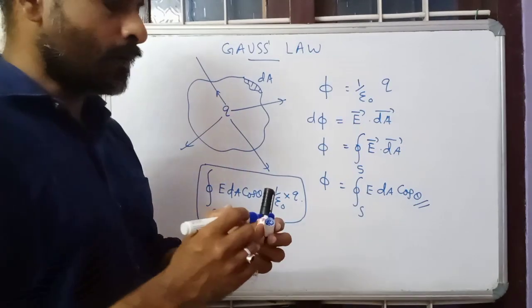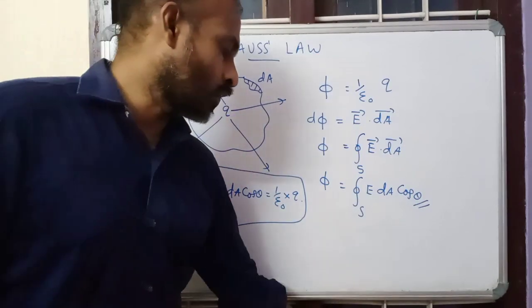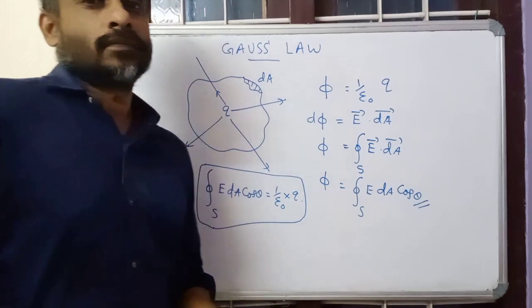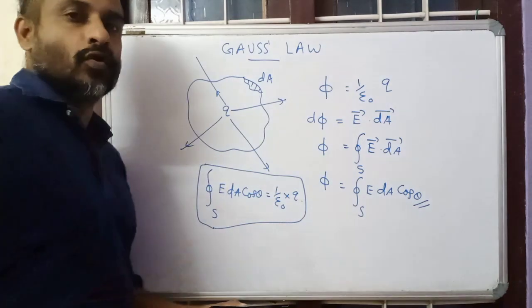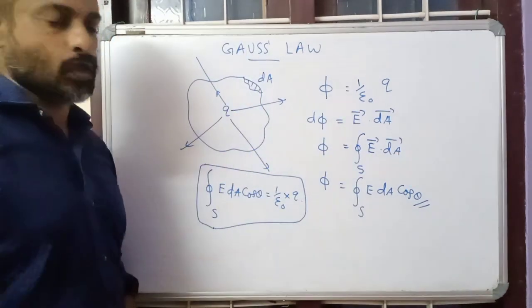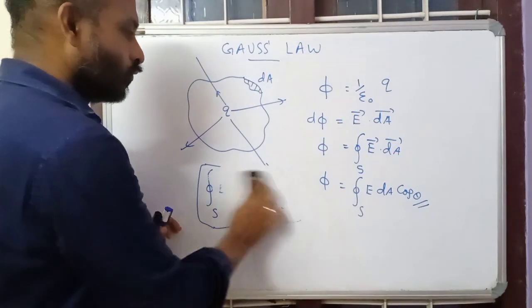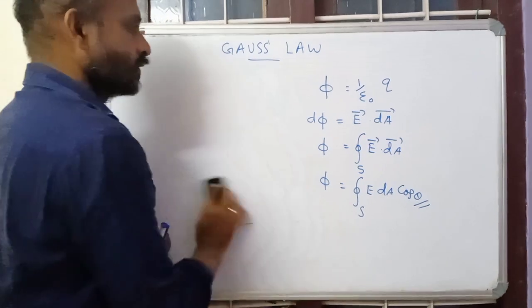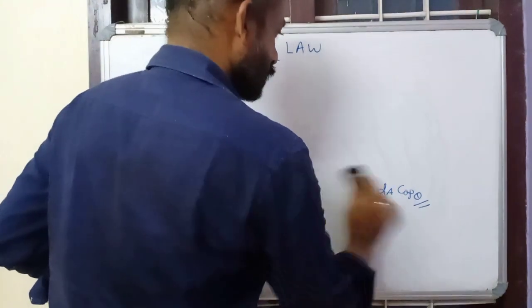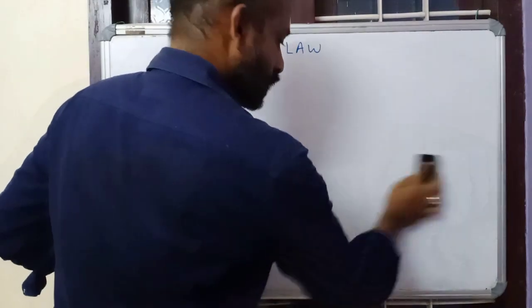So Gauss's law says that the net charge enclosed by a closed surface times 1 by epsilon 0 will give the total flux coming out of the surface. This is called Gauss's law. Now we'll have a proof for this law. To prove this, we'll consider a charge q and we'll consider a closed surface also.